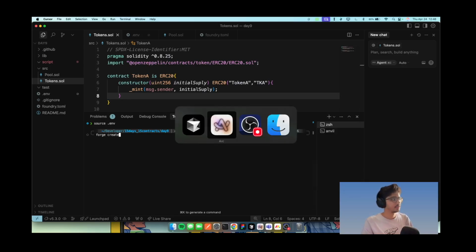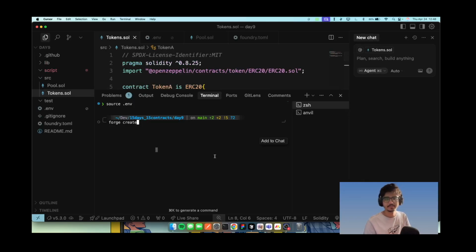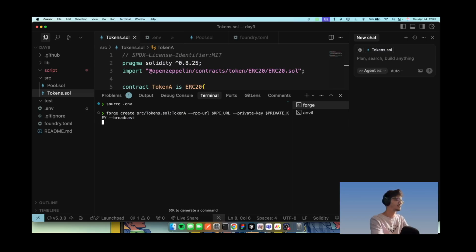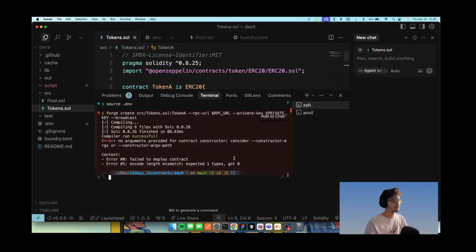I hope the screen is visible enough. I can up the zoom a little bit. Yeah, forge create src tokens, token A, and RPC URL, $RPC_URL, private key, $PRIVATE_KEY, and broadcast this transaction, no arguments. Oh, initial supply. We need an initial supply here.